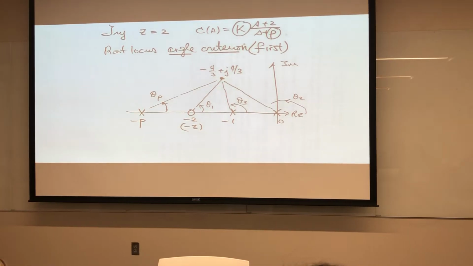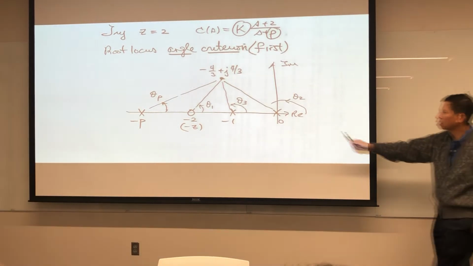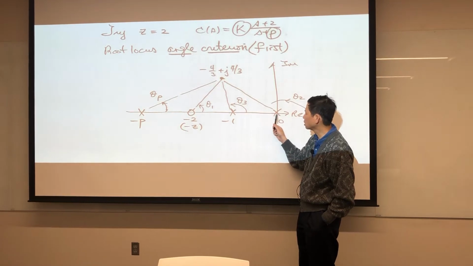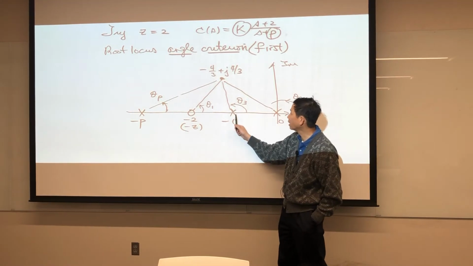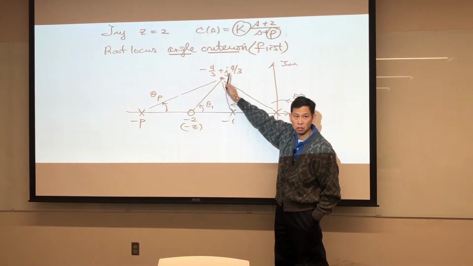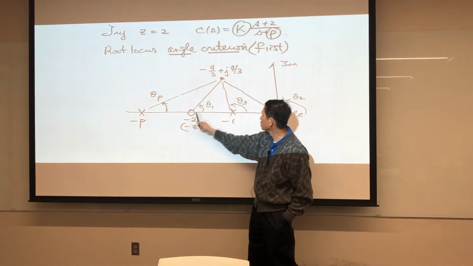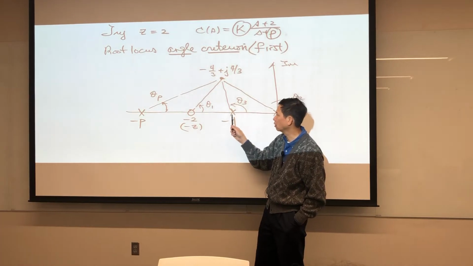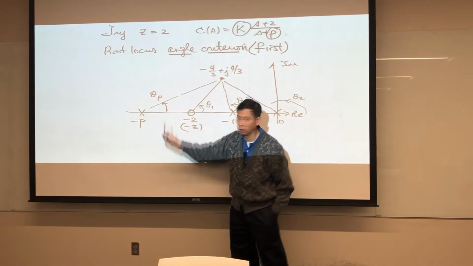Now all of the coordinates of most of these x's and o's are known. I know this is at 0, this is at 1, minus 1, this is at minus 4, plus or minus j4. I know this, so I know all these angles. I can figure them out with my calculator, but this one is unknown, okay?